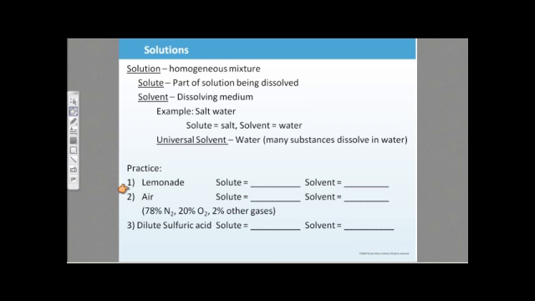Alright, so let's just look at three quick examples here and determine what is the solute and what is the solvent. Again, the lemonade, I already kind of hinted at that one a little bit. We're taking the powdered sugar stuff and we are adding it to water. So again, the one that we add is the solute. So in this case that would be the lemonade powder. And what we are adding it to is the water. So that would be our solvent.